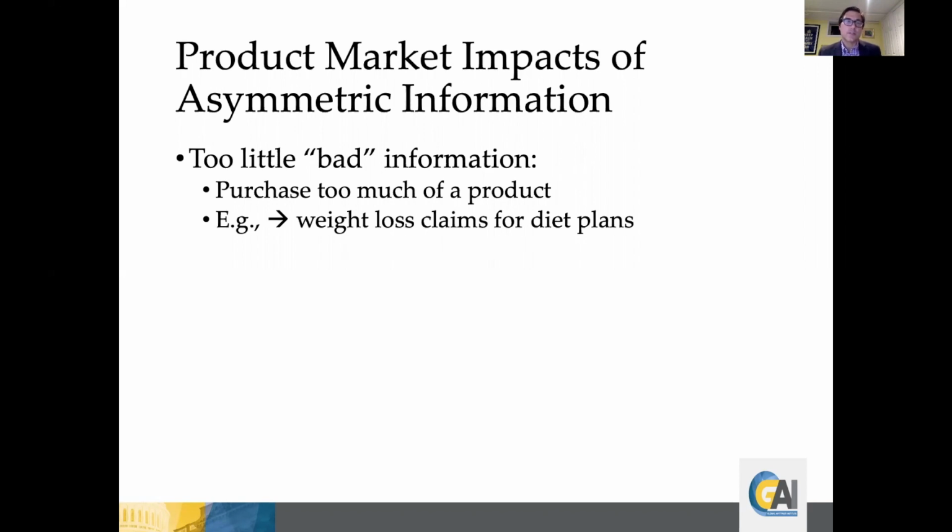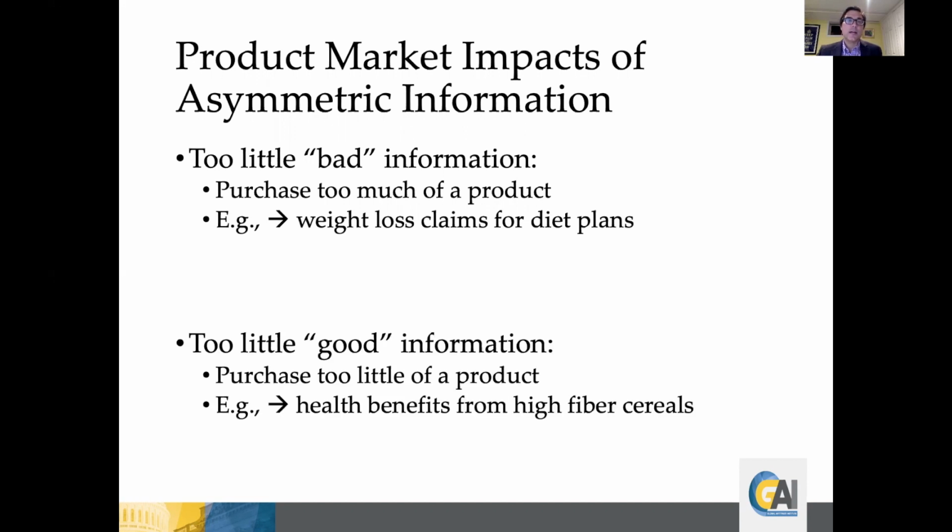So, for instance, as I talked about before, exaggerated weight loss claims for a diet plan. We think it's better than it really is. There can also be the opposite situation. There can be too little good information, and that means we're going to purchase too little of the product. Here's an example: benefits from high fiber cereals. If there are not sufficient incentives or there are regulatory impediments to providing beneficial information about a product, then we won't know about it and we'll consume too little of it.